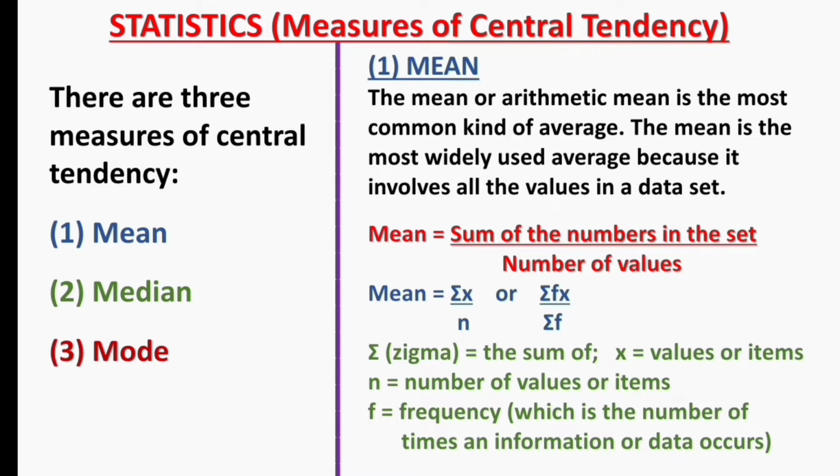The mean is equal to sigma x over n or sigma fx over sigma f. In this formula for mean, sigma means the sum of, x means values or items, n means the number of values or items, f means frequency, which is the number of times an information or data occurs. Please take note of this formula for mean.